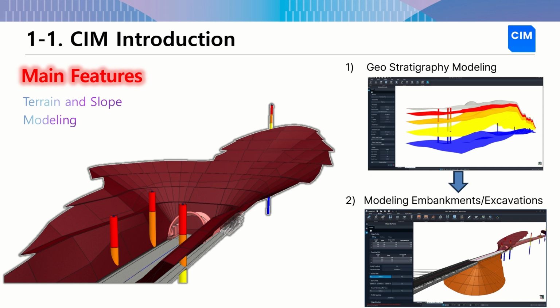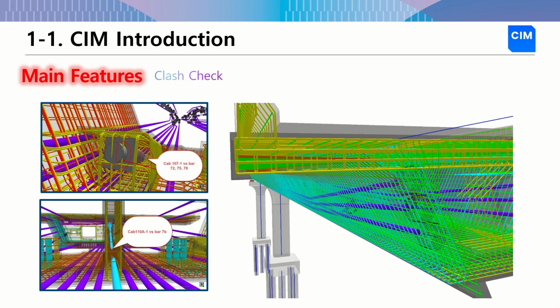One very requested feature, especially recently, is terrain and slope modeling. Many clients ask about this. Yes, you can model the existing ground level by importing topographic info, but you can also model the geostratigraphy of the soil by importing borehole information. And once you have your existing ground model, you can create embankments and excavations using special features inside the software, and also extract quantity takeoffs.